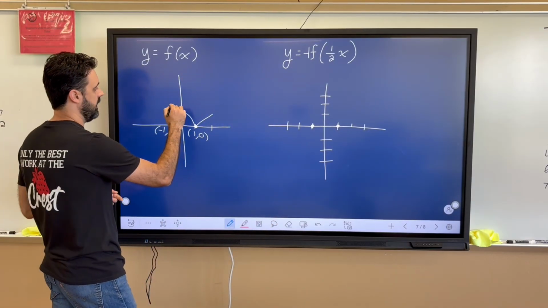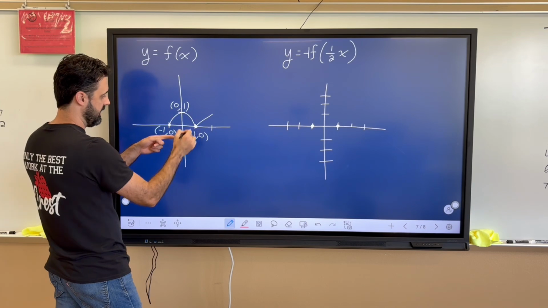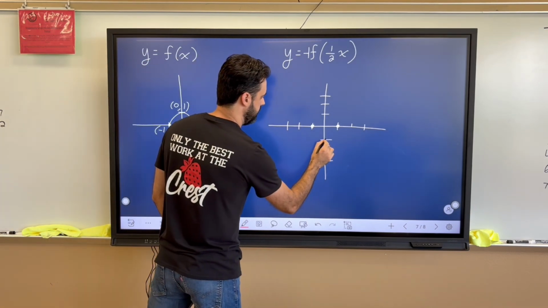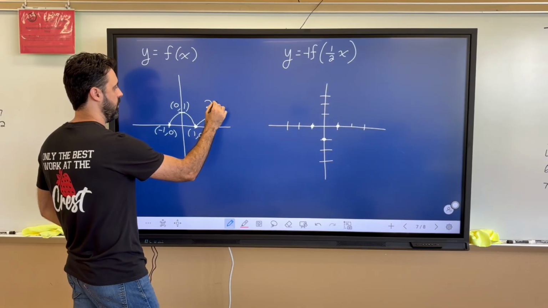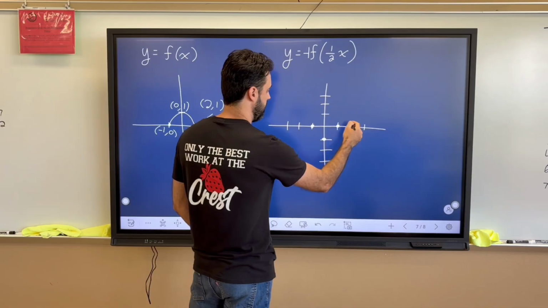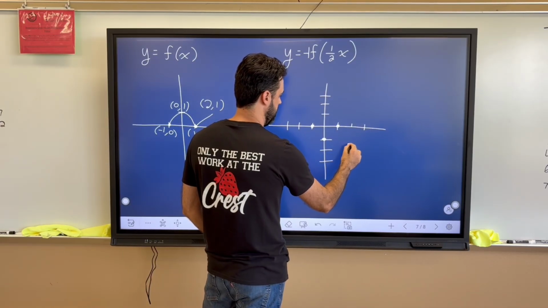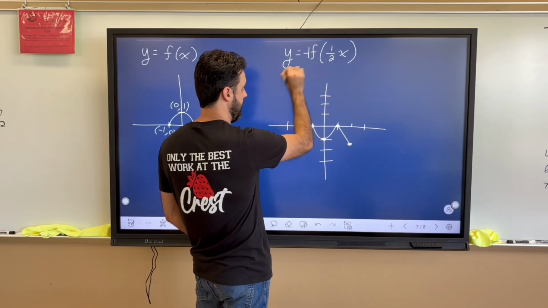But the point up here at 0, 1, if I multiply the y value by -1, now it's down here at 0, -1. And then the point over here at 2, 1, if I multiply the y value by -1, now I'm at 2, -1. So we're just multiplying the y values by -1 in that first step.